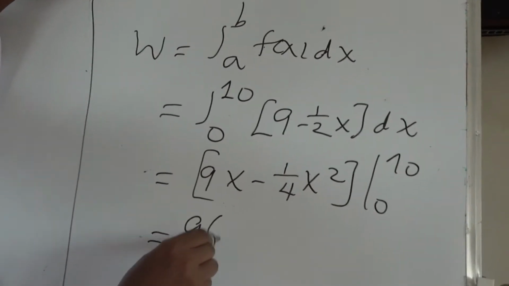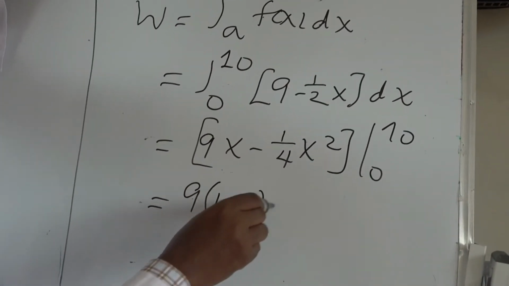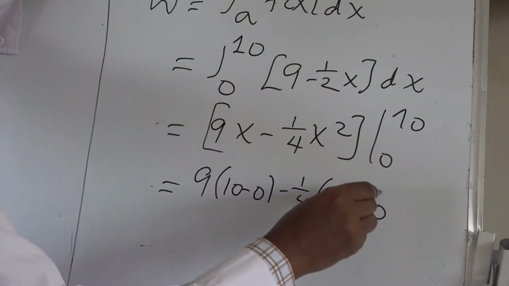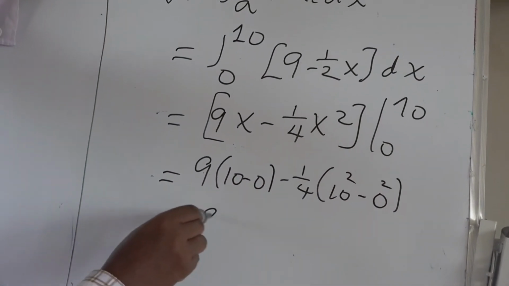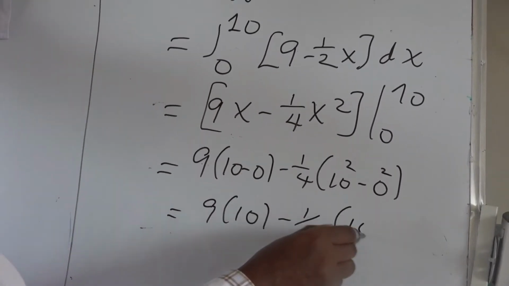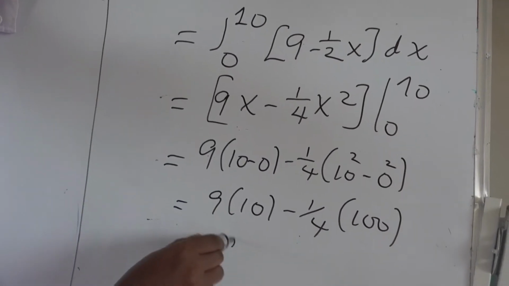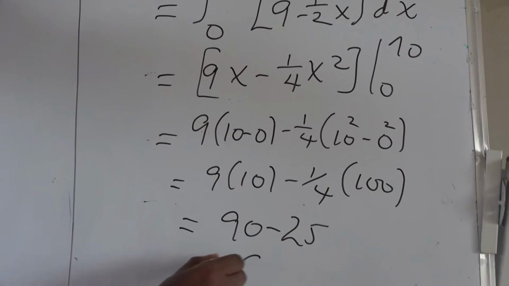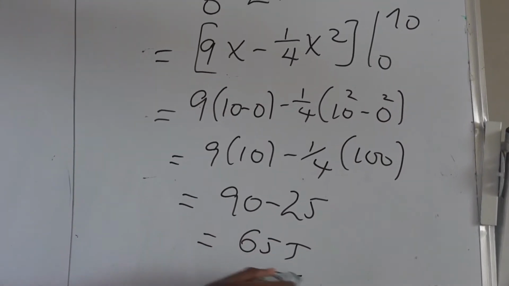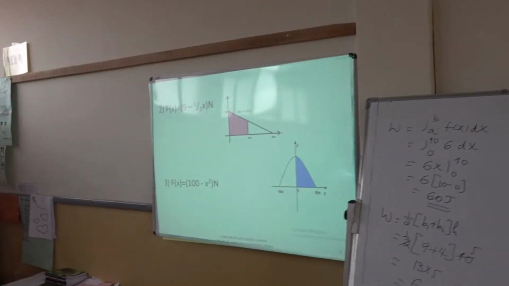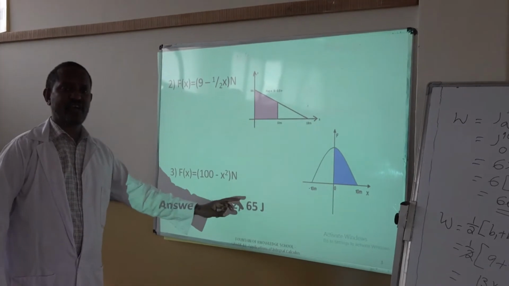So, 9 times (10 minus 0), minus 1 over 4 times (10 squared minus 0 squared). 9 times 10 minus 1 over 4 times 100 minus 0, it is 100. So 90 minus 1/4 of 100 is 25. 90 minus 25, 65 joule. The same result. So the work done will be 65 joule.